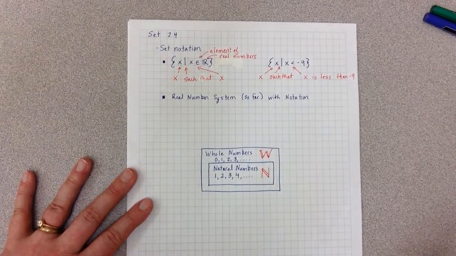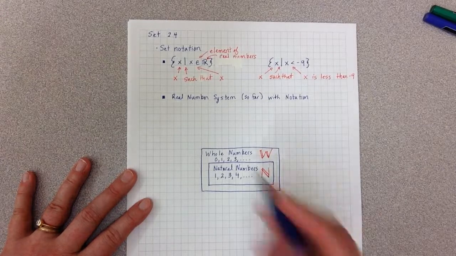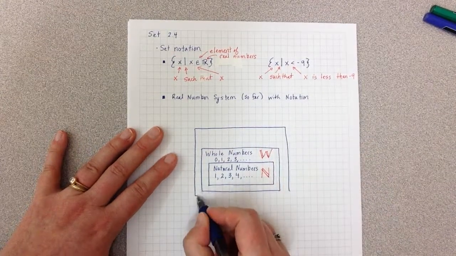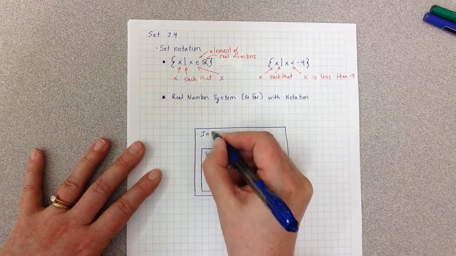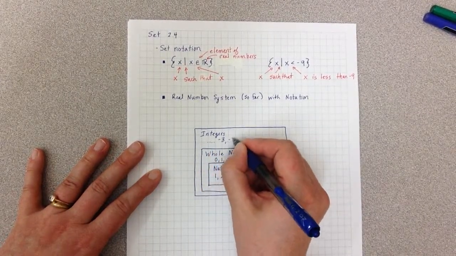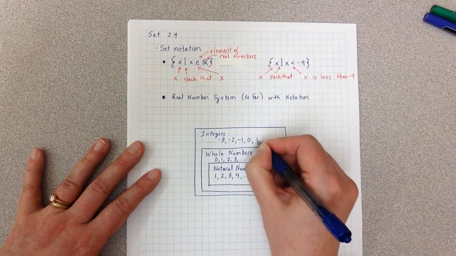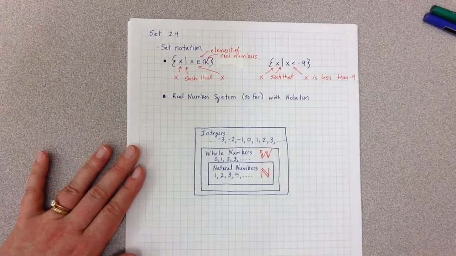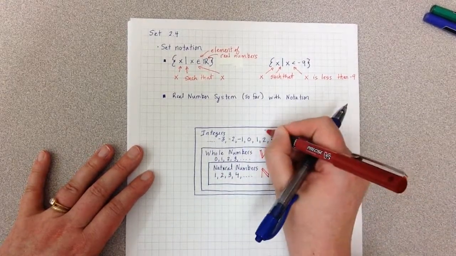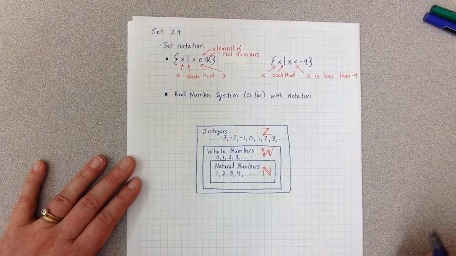Then at some point in middle school, you discovered that you needed some way of counting when you owe things. So you needed negative numbers. We call all of those numbers integers. So it's the whole numbers and their negatives. So in this case, my list goes in both directions: -3, -2, -1, 0, 1, 2, 3, and so on. And the symbol for integers is a little less intuitive. Where whole numbers is W and natural numbers is N, integers is a Z, where this middle part has an additional bar in it, kind of making it look like a weird bold Z.